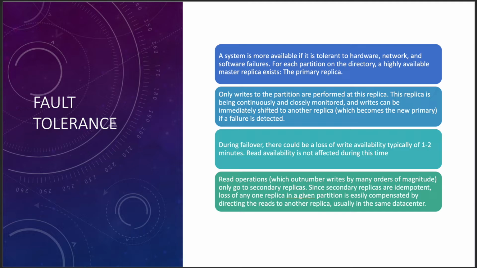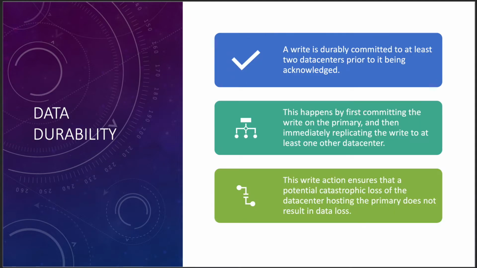You just may not be able to make a new account for a minute or two, and depending on how busy you are, that may or may not be a problem. Read operations, again, which are going to outnumber writes by a lot, only go to secondary replicas. So you can actually work that through the process fairly easily in terms of routing how you want users to log in and whether you want them to log in.